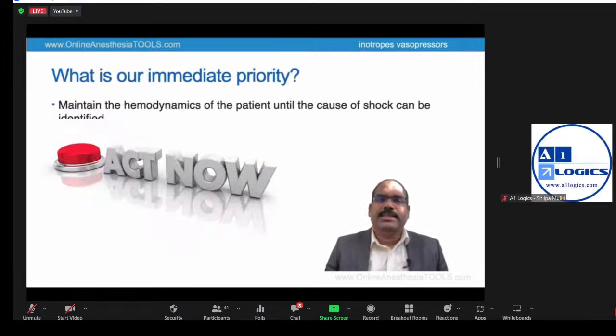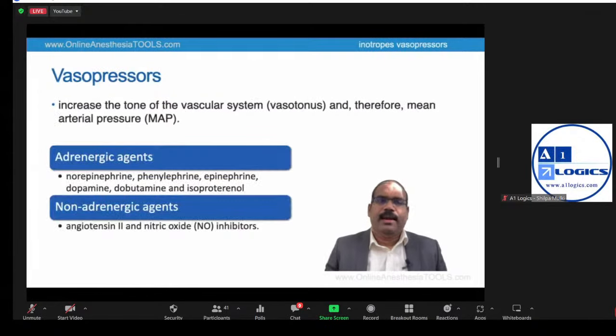Here, our main priority is to maintain the hemodynamics of the patient until the cause of shock can be identified. This is mainly achieved with fluid resuscitation, inotropic, and vasopressor therapy. Let's see what vasopressors are. These are a heterogeneous class of drugs with powerful and immediate hemodynamic effects that increase the tone of the vascular system, that is vasotonus, and therefore mean arterial pressure. Restoration of adequate pressure is the criterion of their effectiveness. However, remember, blood pressure is not always equivalent to blood flow.